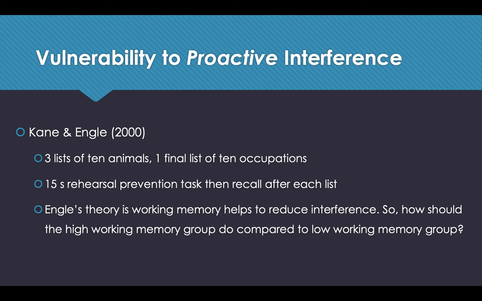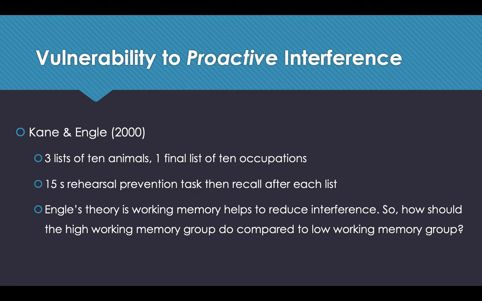Well, this is a good demonstration of our vulnerability to proactive interference. This is what we just did. To test this, Kane and Engle gave participants 3 lists of 10 animals and 1 list of 10 occupations, and it was always presented last. You guys had a 15 to 30 second prevention task, then you were asked to recall each list. So asking you to count backwards was simply just something to distract you, prevent you from rehearsing during that time. The theory here is that working memory helps reduce proactive interference.